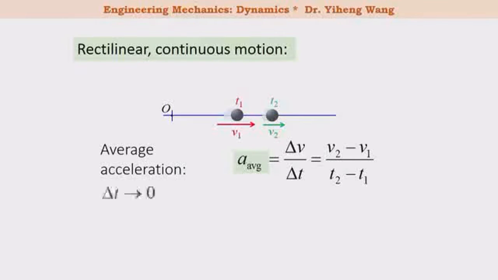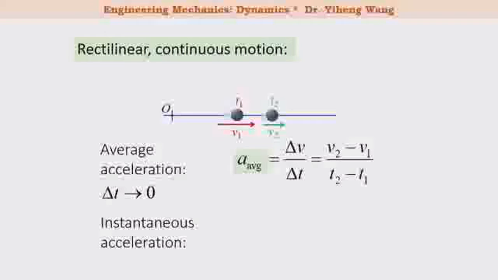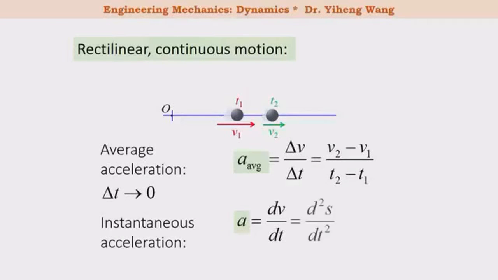And when the change in time delta t approaches 0, the average acceleration becomes the instantaneous acceleration dv over dt, or the time derivative of the velocity. And since velocity is the time derivative of position, acceleration is also the second derivative of position with respect to time. When the acceleration vector is in the same direction as velocity, it is known as acceleration since the magnitude of velocity is increasing, versus when the acceleration vector is in the opposite direction of velocity, it could be known as deceleration since the magnitude of velocity is decreasing.